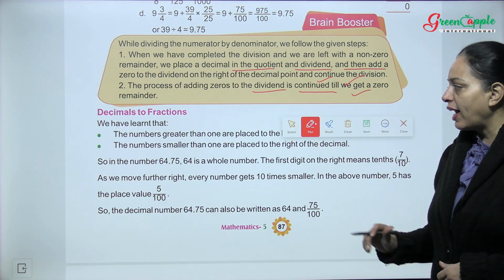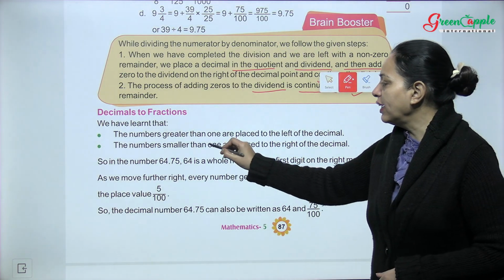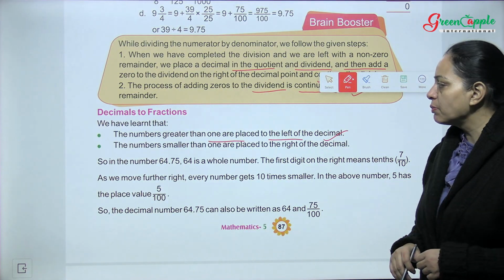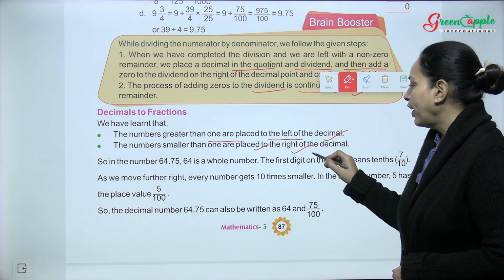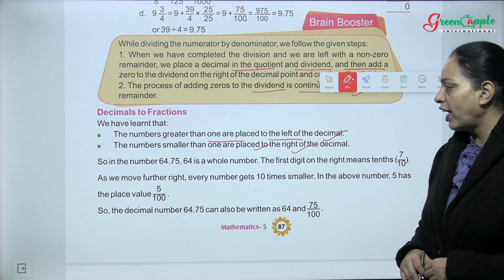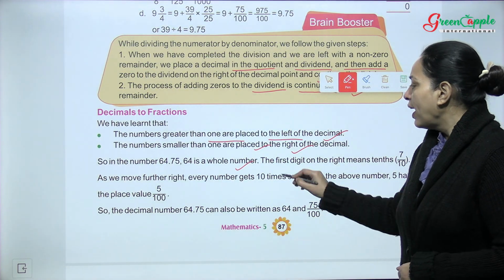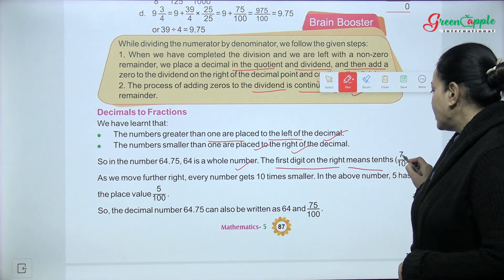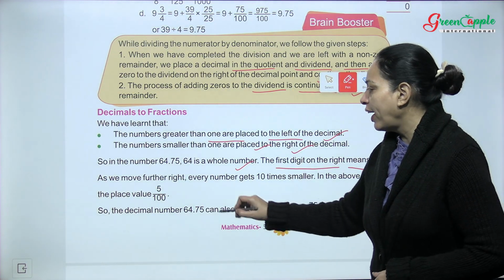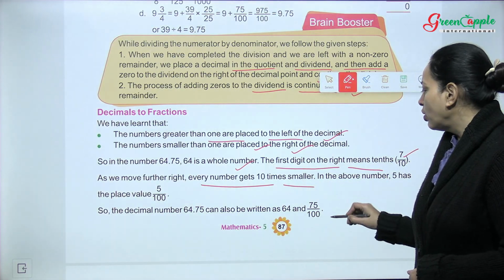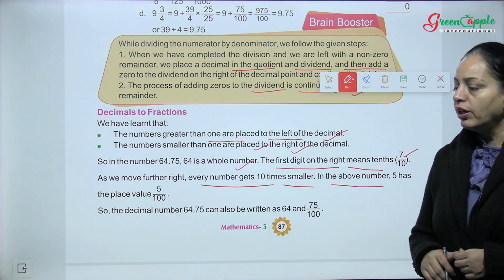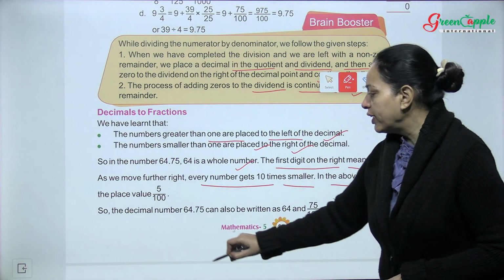Now decimal to fraction. We have learned that the numbers greater than 1 are placed to the left of the decimal and the numbers smaller than 1 are placed to the right of the decimal. So in the number 64.75, 64 is a whole number and the first digit on the right means 7/10 and 5/100th. As we move further right, every number gets 10 times smaller. So in the above number, 5 has the place value 5/100.